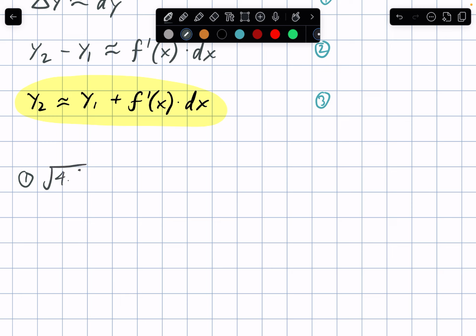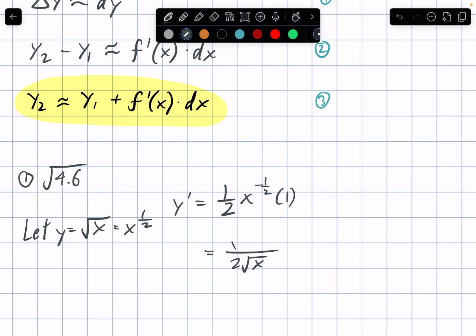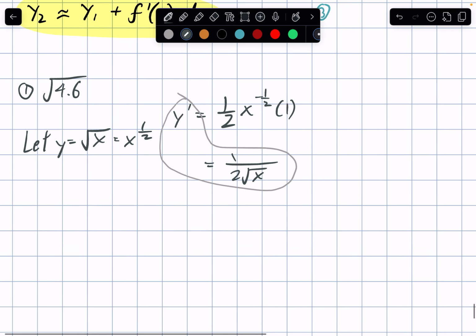So, square root of 4.6. First things first, we let y equal to the square root of x. And then you find the derivative of the square root of x. So 1/2 x raised to negative 1/2 times 1. So from there, you whip out the formula.